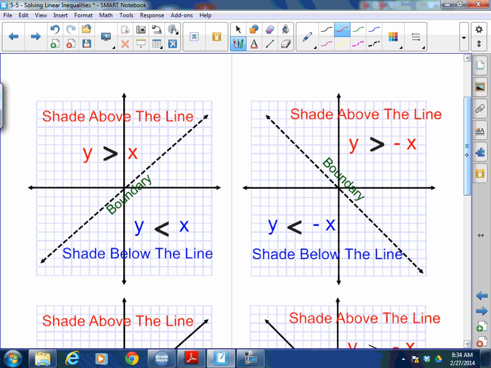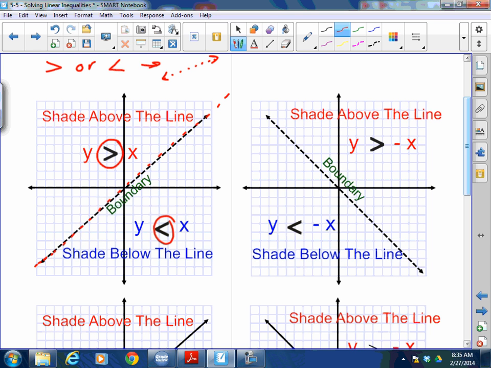Notice how if I have a greater than or a less than, I have a dashed line. So when you have a y is greater than or a y is less than, you're going to graph using a dashed line because points on that line are not solutions. So what are the solutions, Mr. Morrow? Well, look at what I just set up for you here.